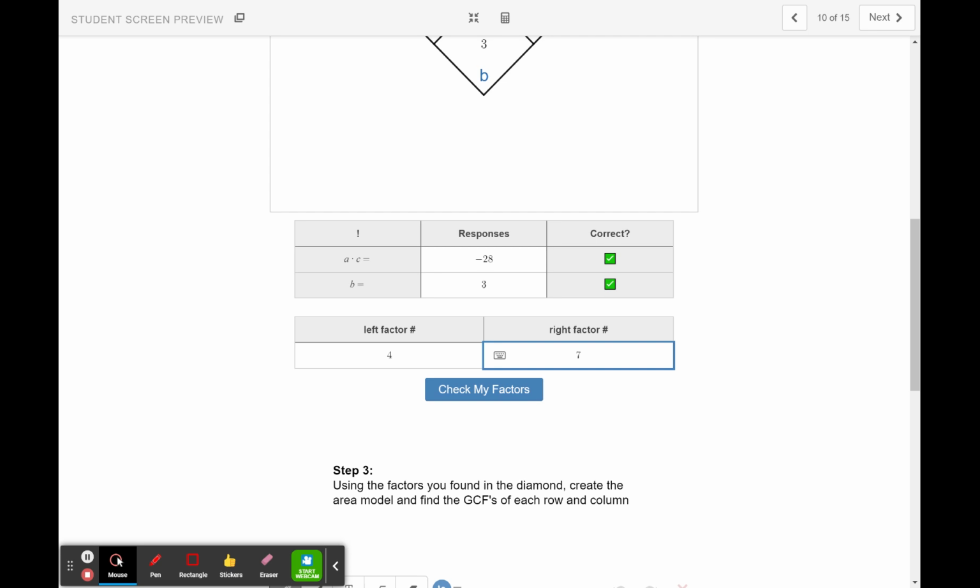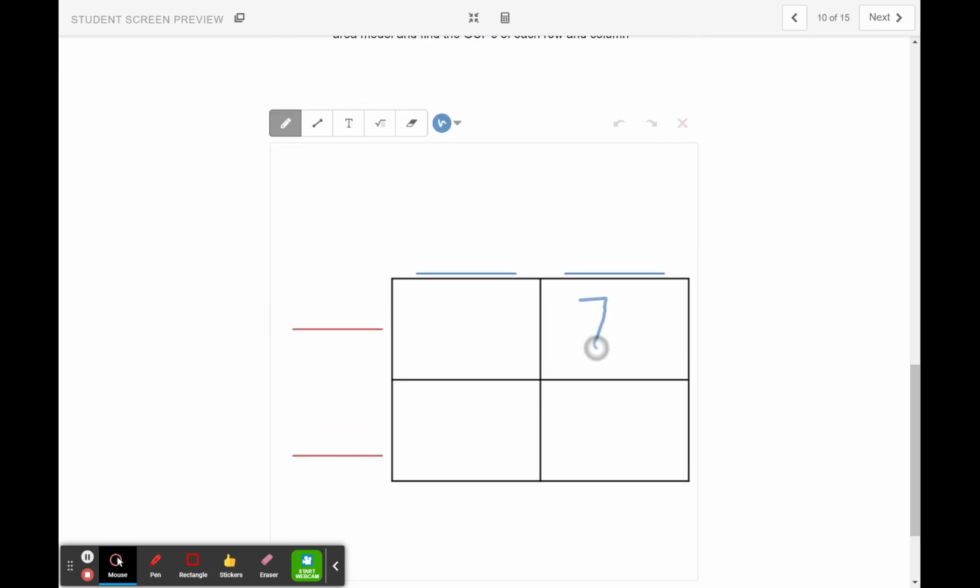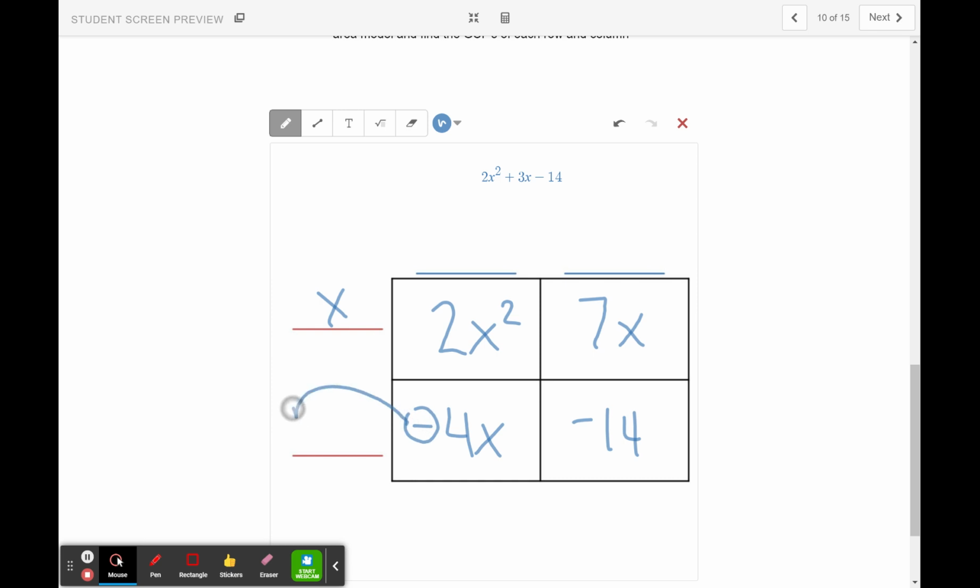All right, since 3 is positive, I have to make the smaller number negative because 7 minus 4 is a positive 3. So the whole point of doing that was to make these x's. Now I'm just going to copy and paste the equation. First term, first box, last term, last box. Now we just do the GCF. GCF of 2x squared and 7x is just x. This is a negative sign, so this will be just negative 2.